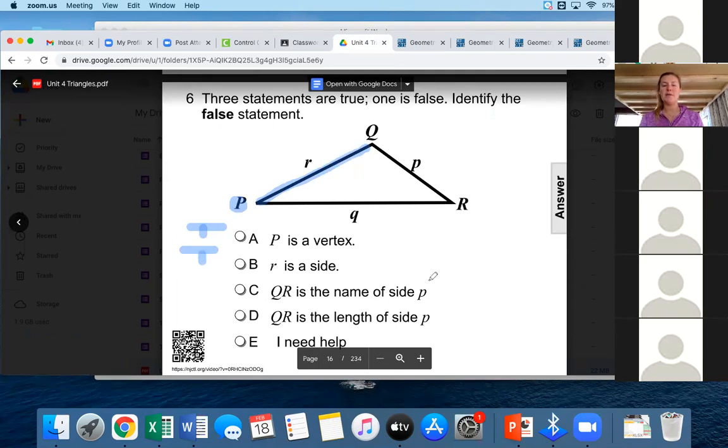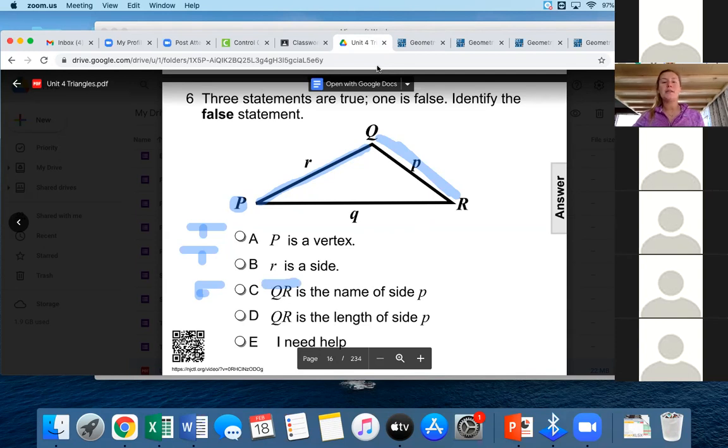QR is the name of a side. Well, QR is kind of the name of the side, but notice it's missing this line over the top. Therefore, this one is false. QR being the length of the side is okay without having the line above it. But if you are going to name a side, you need to make sure that you have that line above it. So I understand that was a little bit tricky.